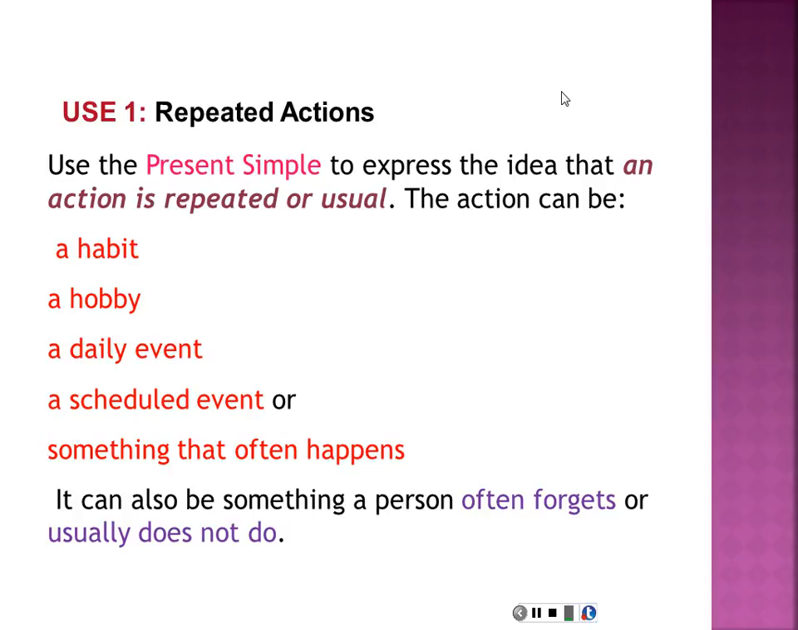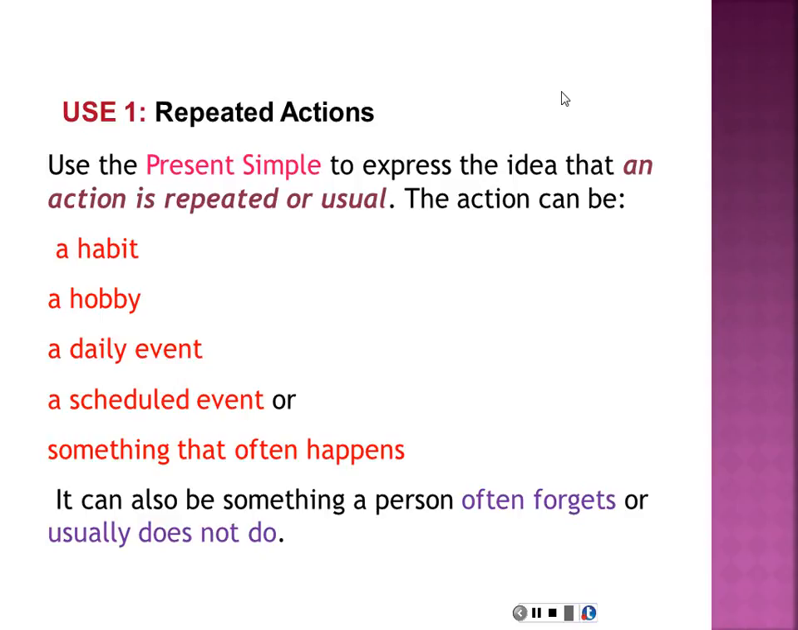So we have a number of repeated actions. What do they mean? A habit. What does it mean? A habit, something that you do regularly, something that you do often. For example, I have a habit of drinking coffee every morning. So every morning I drink coffee, or I drink coffee every morning.